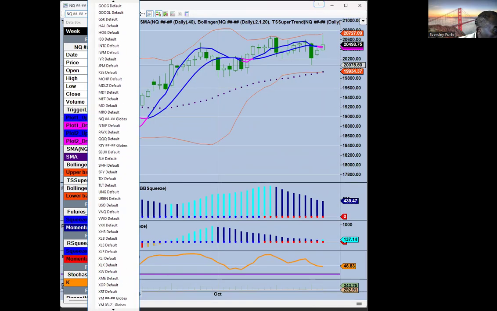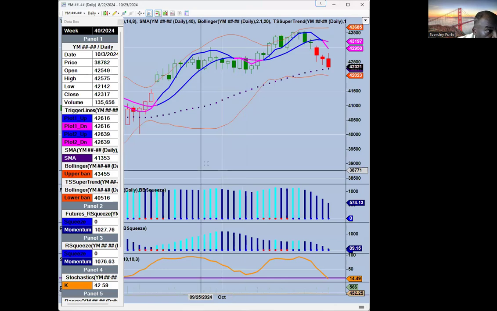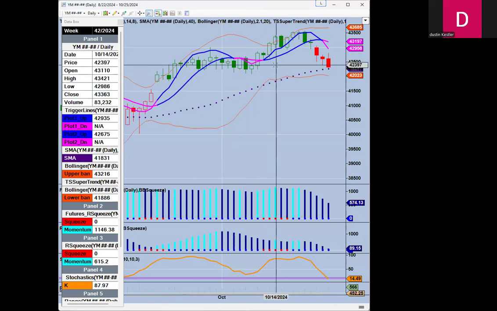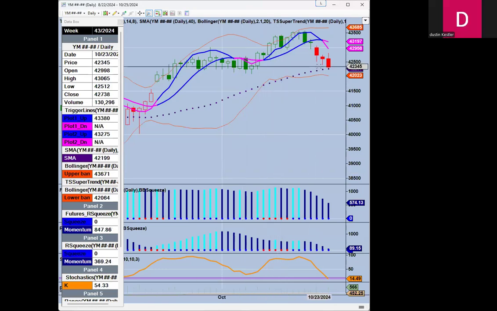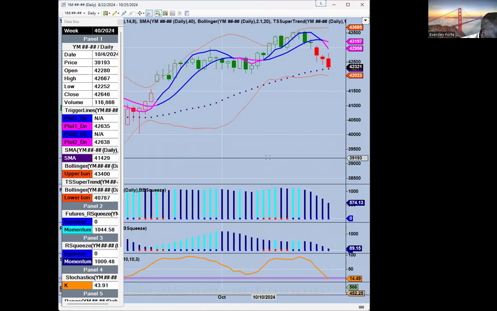And the market is going to chop sideways until after the elections. Let's get real now. Well, the last two trades I entered, we got stopped out of. So everything's going sideways.